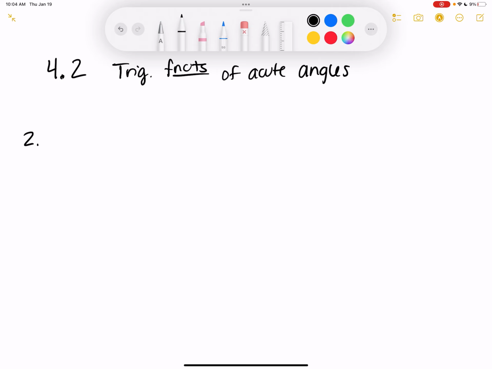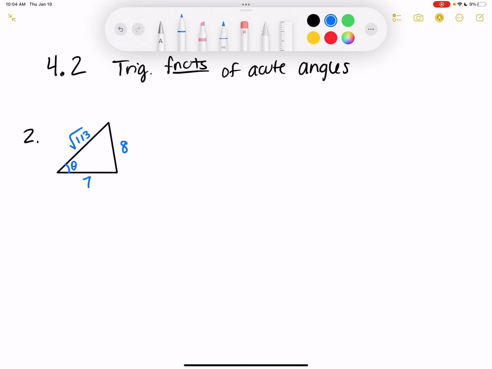It's fine. I'm only going to do one where they actually give you the triangle, and then we'll do other ones where you actually have to draw it yourself. Okay, so we're given the hypotenuse is the square root of 113, the opposite side is 8, and the adjacent side is 7.